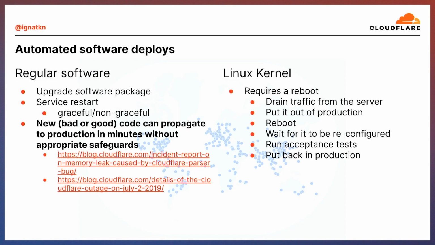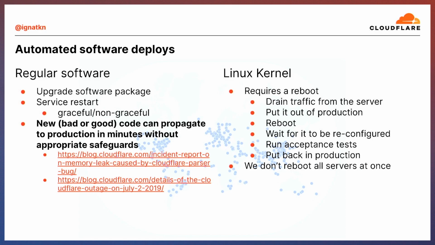Our config management kicks in, and we're waiting for the server to be reconfigured. Then we run some acceptance tests to make sure everything is working as we intended: the networking is up, and services and packages are installed. And then we put it back to production.